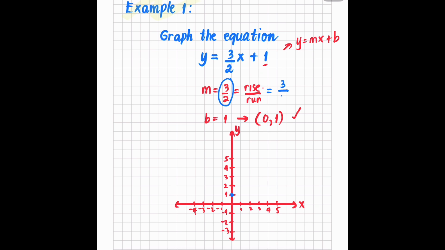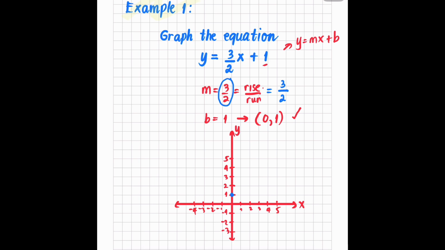And for the run, the value is 2, which is also positive. So we will go right. After going up 3 units from the y-intercept, then we will go 2 units to the right. And we start counting from the y-intercept.